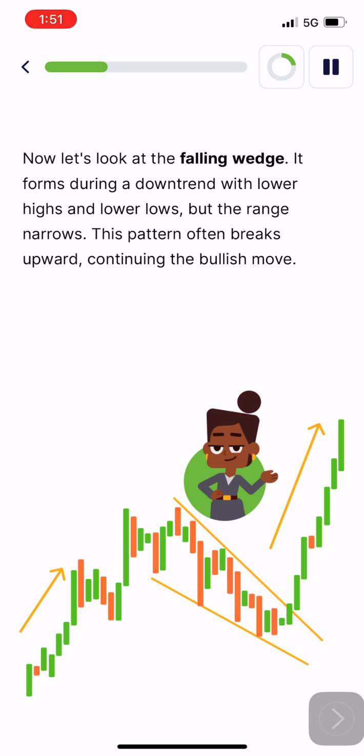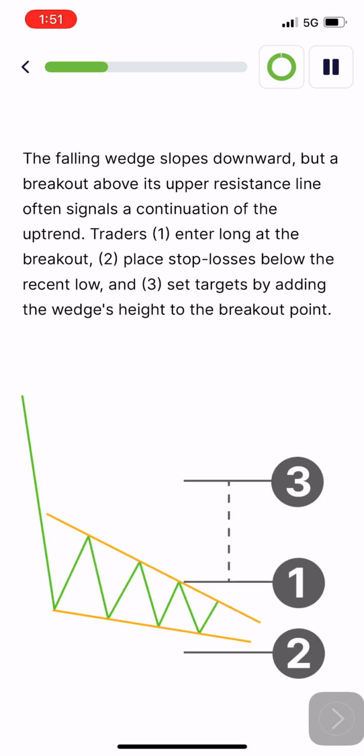Now, let's look at the falling wedge. It forms during a downtrend with lower highs and lower lows, but the range narrows. This pattern often breaks upward, continuing the bullish move. The falling wedge slopes downward, but a breakout above its upper resistance line often signals a continuation of the uptrend. Traders enter long at the breakout, place stop losses below the recent low, and set targets by adding the wedge's height to the breakout point.